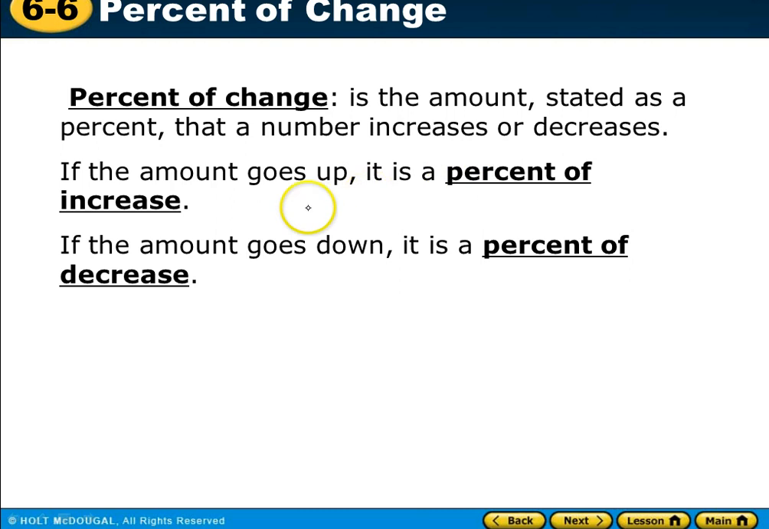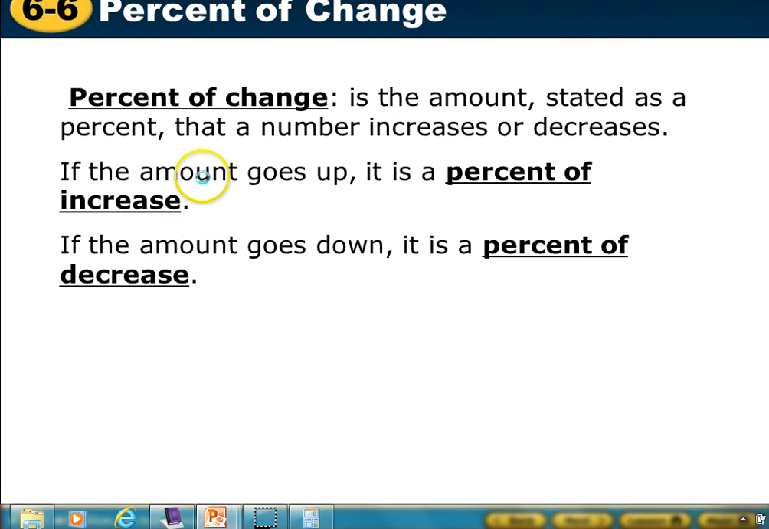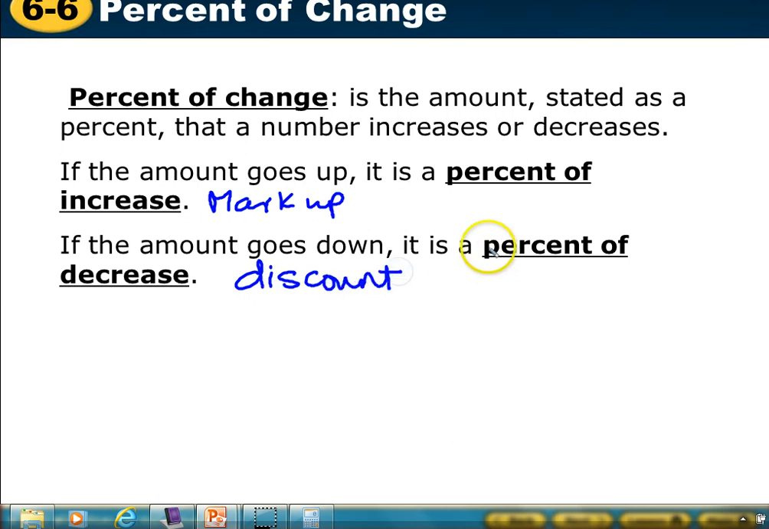Here again, percent of increase means the amount goes up. That is also called a markup when we're talking about the marketplace. And then if the amount goes down, that's usually a good thing for us, that will be a discount. So that will be a percent of decrease, the price went down.